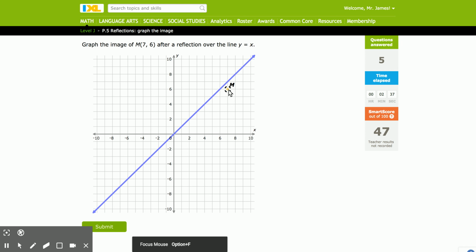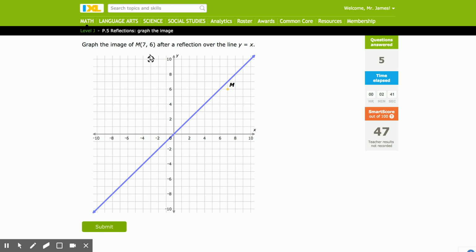Same idea here. Now we're looking at M, which instead of being 7, 6, will now be 6, 7. And you can see the mirror image aspect of that.